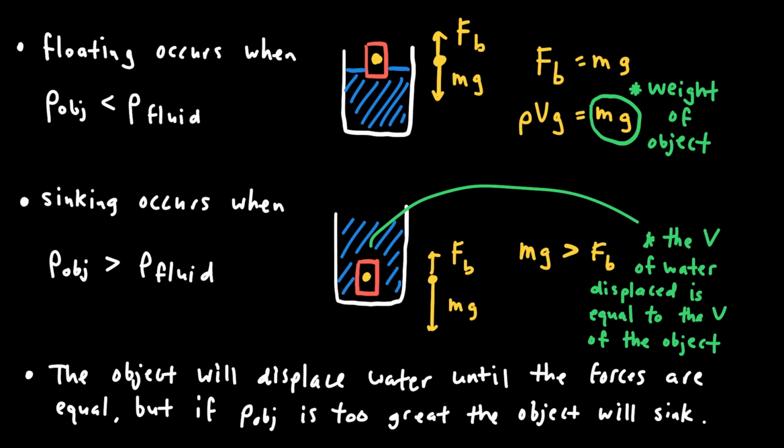Also, it's important to realize that if the densities of the two objects are very close, or if they're equal, then it's possible for an object to be somewhere within the fluid and be at a state of equilibrium where it's just floating in the fluid. It's not at the bottom and it's not at the top, it's just somewhere within the fluid.